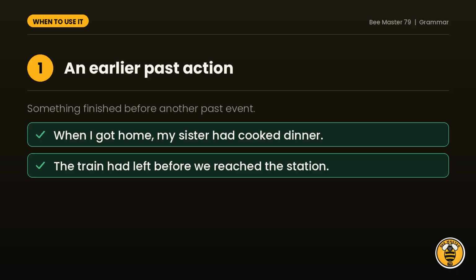Now 5 situations where you need the past perfect. Number 1. An action that finished before another past event. When I got home, my sister had cooked dinner. The train had left before we reached the station. In both sentences, the past perfect marks the action that happened first.